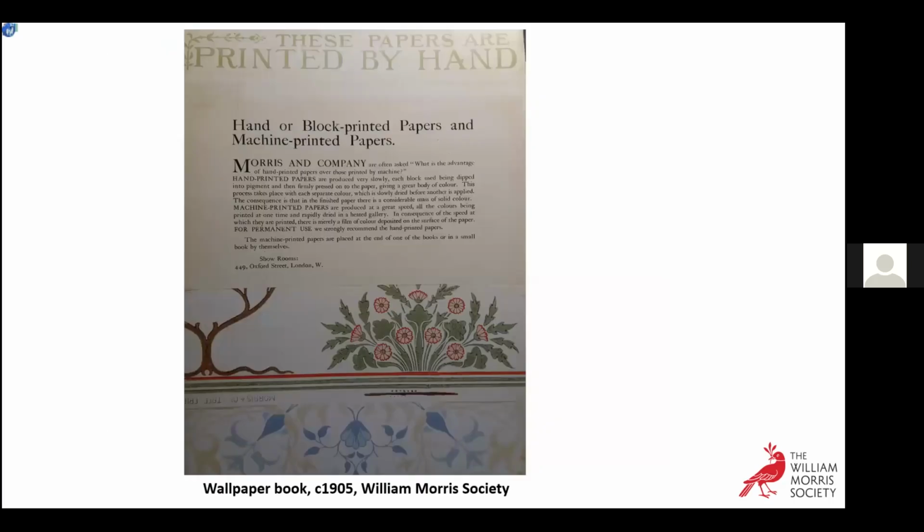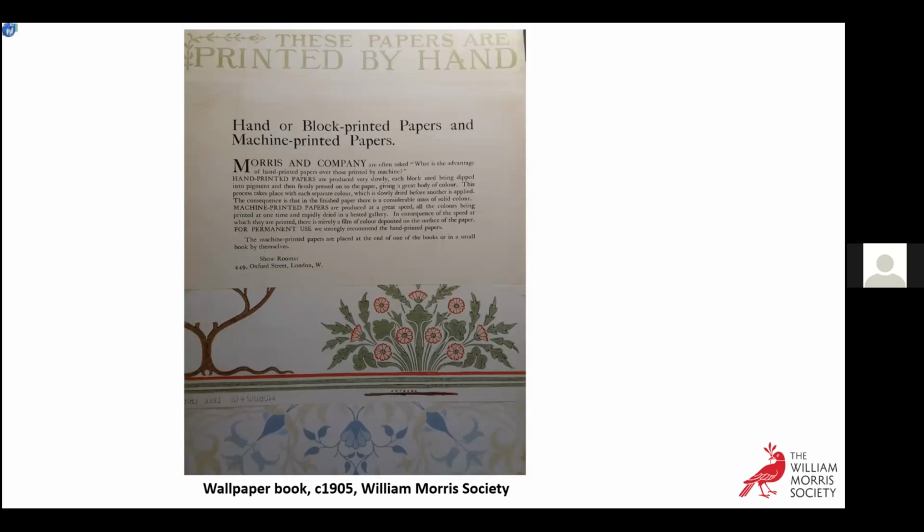So the Morrison Company wallpaper book we have in our collection promoted the qualities of hand printing papers over machine printed papers. It said, "Hand printed papers are produced very slowly, each block used being dipped into pigment and then firmly pressed onto the paper, giving a great body of colour. This process takes place with each separate colour, which is slow dried before another is applied.